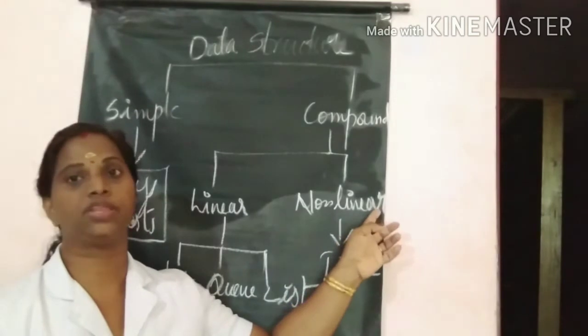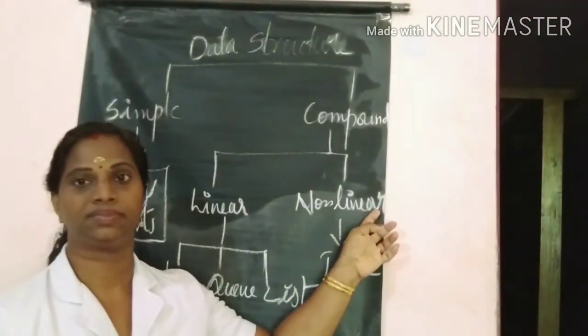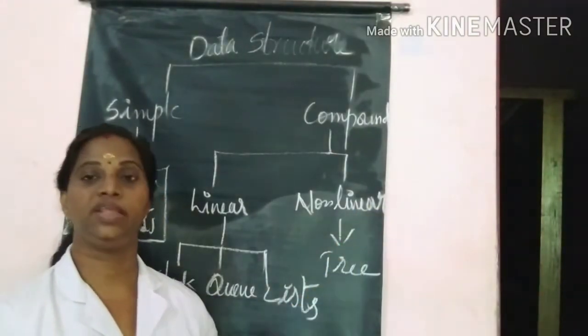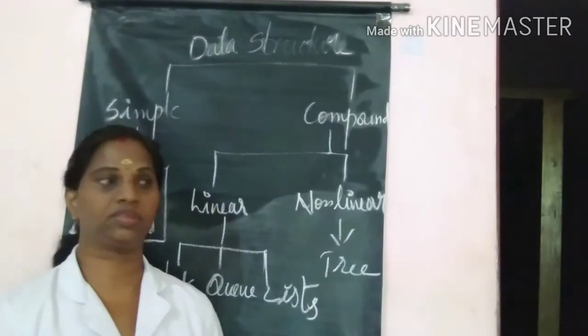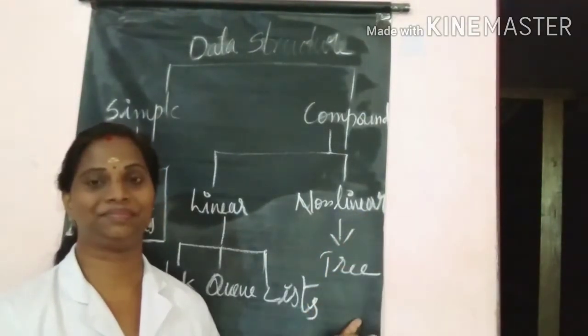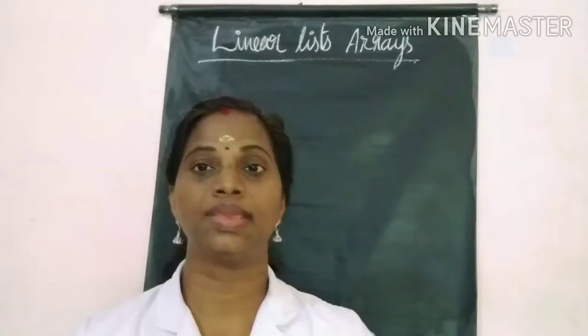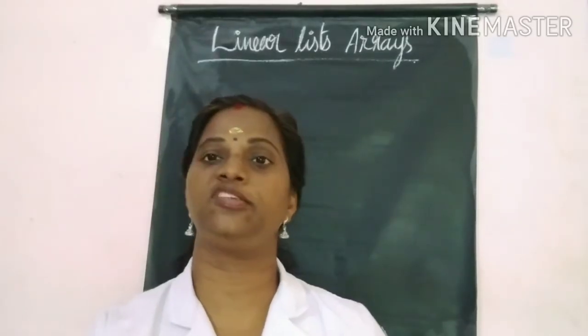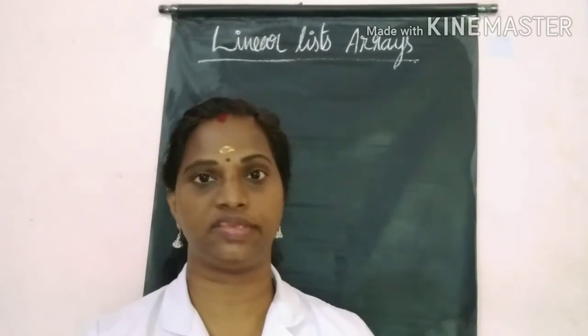Second one, non-linear data structure. This contains different types of elements. The example for a non-linear data structure is a tree. Clear? In simple data structures, the first one is linear list, or arrays.